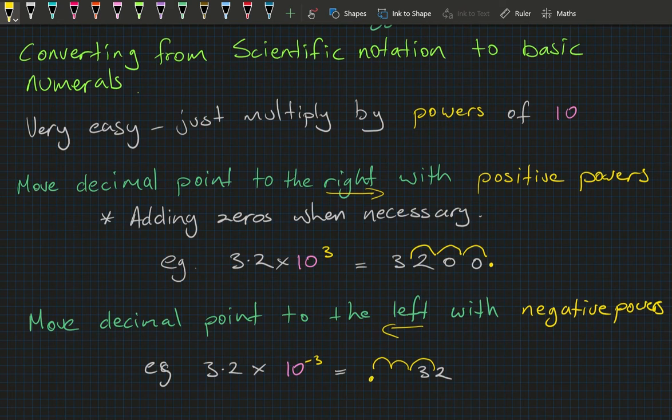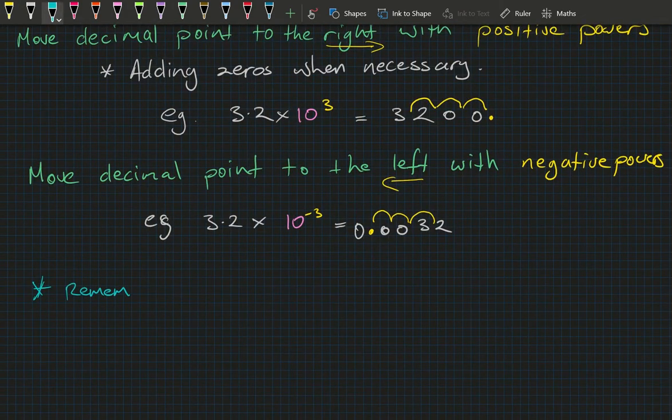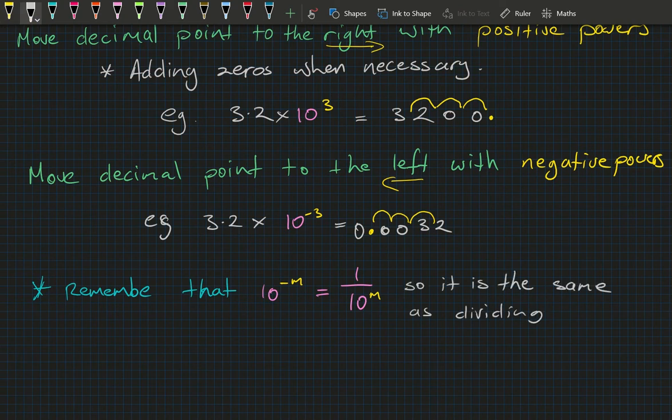Now we need to add zeros in these gaps, and we also need a 0 to the left of the decimal point. So we now have 0.0032. So in the past, you've probably learnt this as multiplying or dividing by tens and how that changes a decimal place. In this unit, you've learnt that 10 to the minus m is the same as 1 on 10 to the m. So basically, it is the same as dividing. And by it, I mean negative powers.